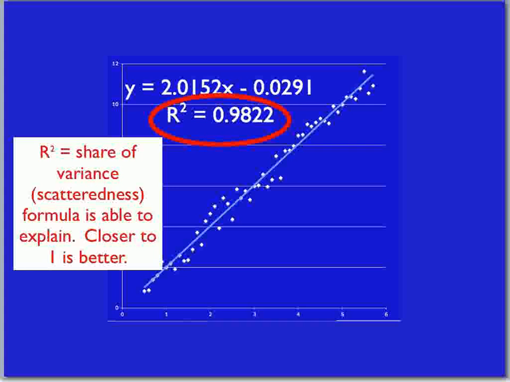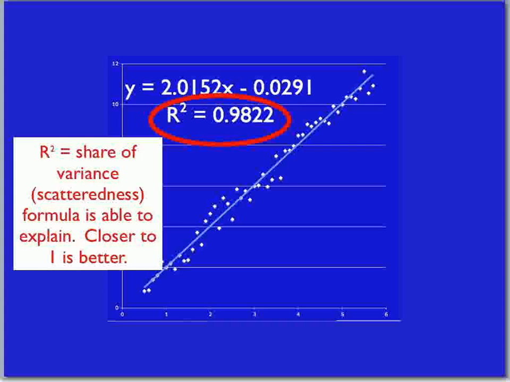In this case, it turns out that the formula for the line that comes as close as possible to predicting all of these things is y equals 2.0152x minus 0.0291. Okay, so you see that there is a line that goes through most of these things.